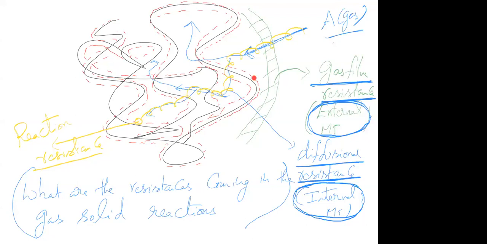Where does a film form in mass transfer? When gas and liquid are in contact, you will have one film on the gas side, one film on the liquid side. Similarly here, solid and gas are in contact. That is why you have a film on the gas side. You don't have a film on the solid side because solid doesn't have films.